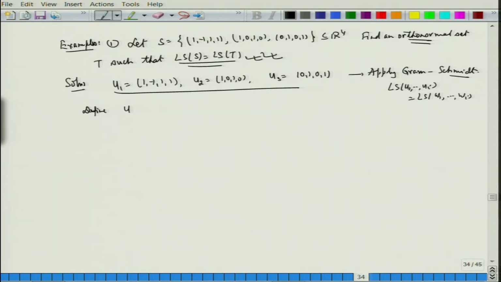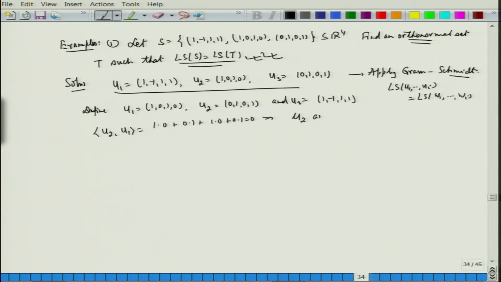So define U1 to be equal to 1 0 1 0, U2 to be 0 1 0 1, and U3 to be equal to 1 minus 1 1 1. Now if I look at the inner product of U2 and U1, it is nothing but 1 into 0 plus 0 into 1 plus 1 into 0 plus 0 into 1, which is already 0, and therefore U2 and U1 are orthogonal. So I don't have to worry about finding the projections and so on.